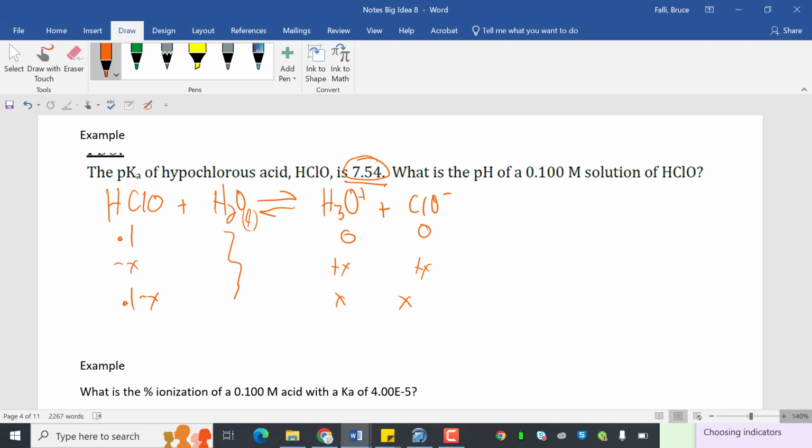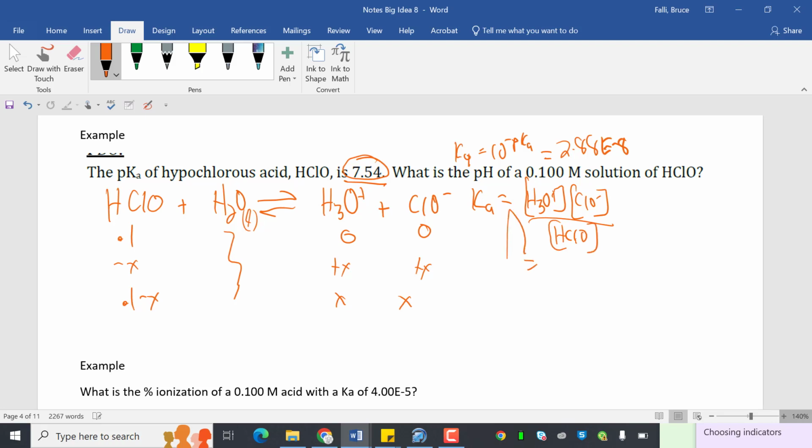Now I do have to convert this into a Ka. So Ka equals 10 to the negative pKa. We did a lot of playing around with those equations in class today. So second log negative 7.54 is going to give me 2.88 E negative 8. So my Ka expression is H3O positive molarity times ClO negative molarity over HClO molarity.